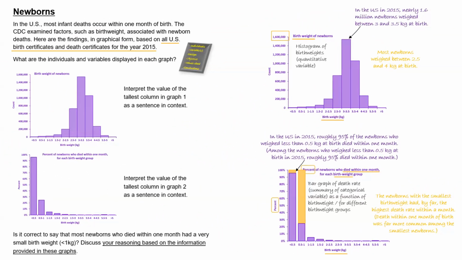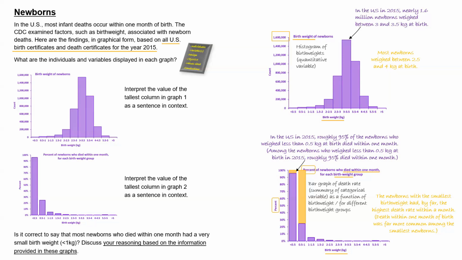Now, we were asked whether it would be correct, based on the data provided here, to say that most newborns who died within 1 month had a very small birth weight, less than 1 kilogram. So let's think about that. The question is asking what percent of the newborns that died had a very low birth weight, less than 1 kilogram? And is that most? So is that more than 50%?